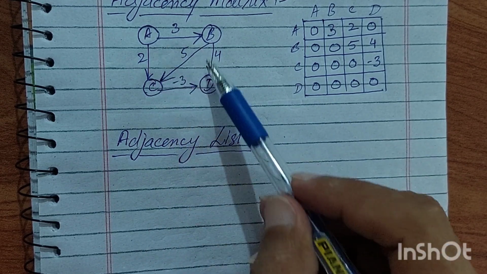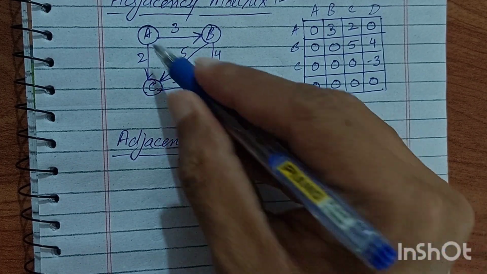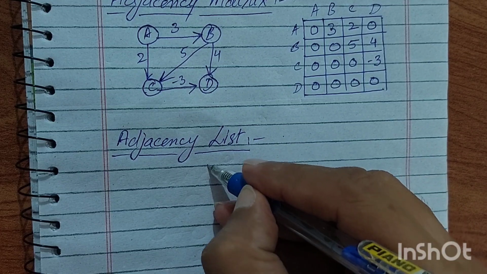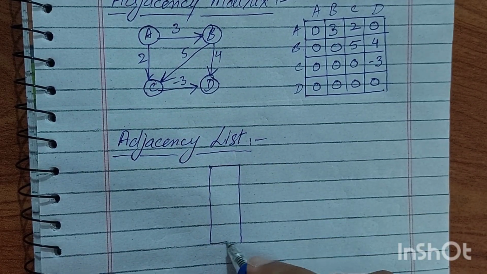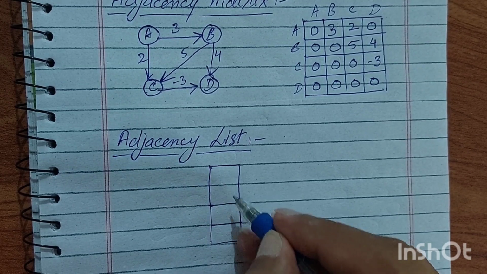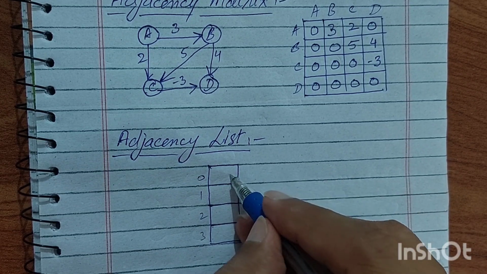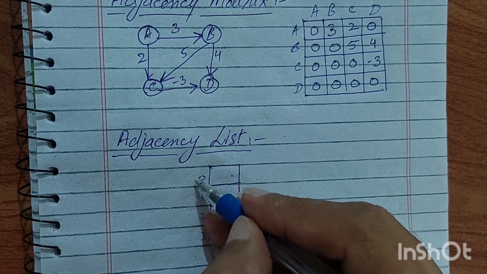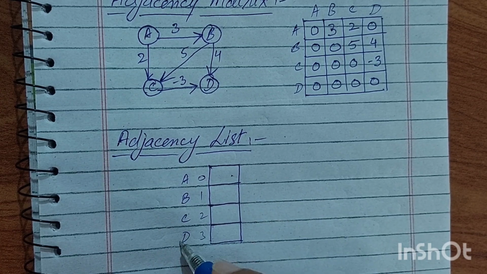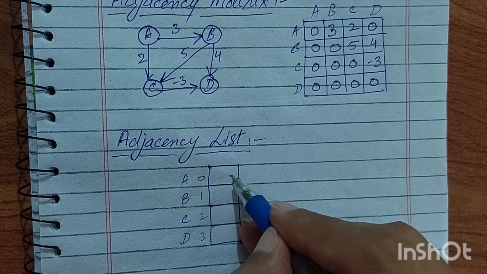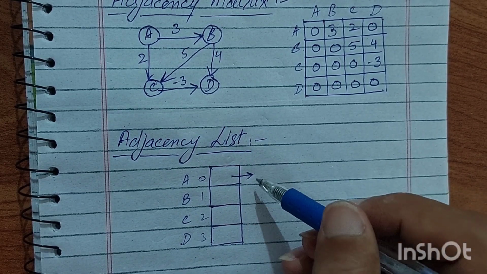if we take the same graph, we need an array of size 4. There are 4 vertices, so we need an array of linked lists. So this is an array of linked lists. This is index 0, 1, 2 and 3, and this is for, let's say, a, b, c and d. In this list all the adjacents, or we can call them all the neighbors, are recorded.